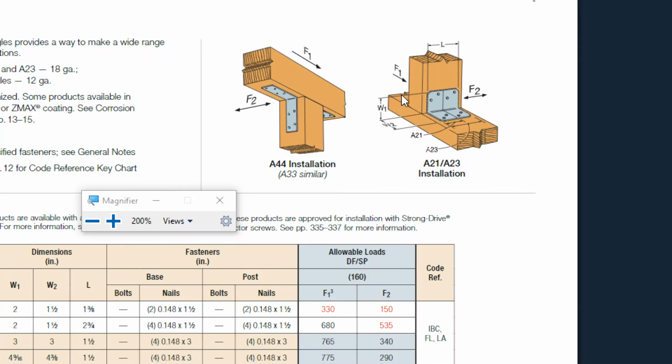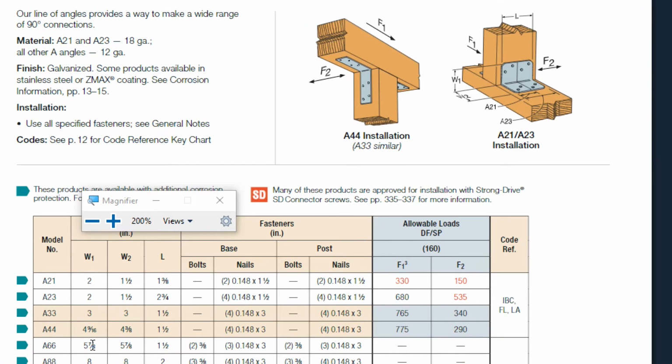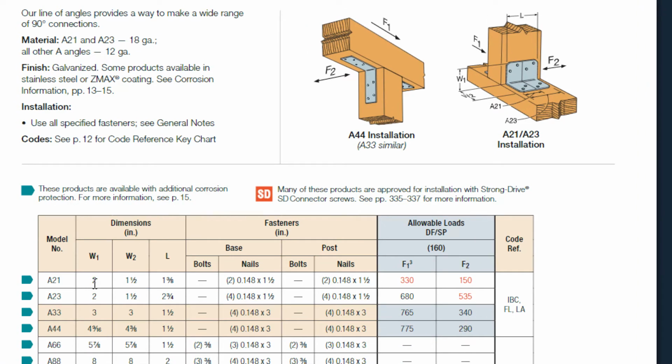You'll see that it has 2 different legs, W1 and W2. W1 has a size of 2 inches here, and W2 has a size of 1 1/2 inches. And then the length for A21, this distance here, is 1 3/8 inches.